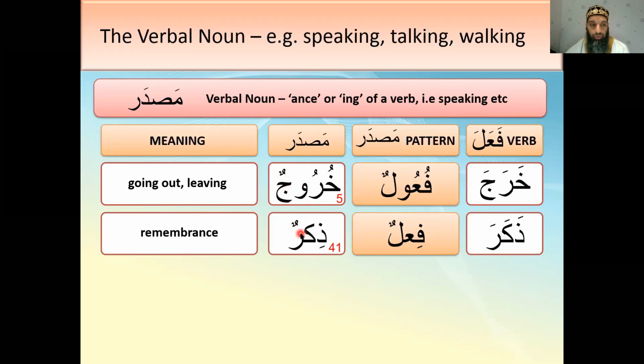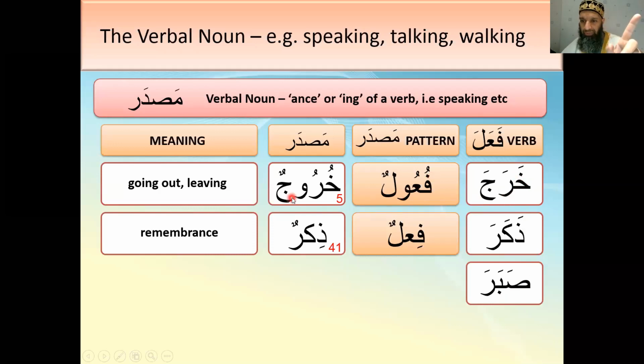So dhikrun is remembrance. So dhakara uses the fi'lun pattern to get the masdar, the verbal noun. Other ones do as well; these patterns will be used by others. I'm sure there's plenty of words that use these patterns, but kharaja uses khurujun, dhakara uses dhikrun. The way I would remember it is, don't remember fu'ulun, just remember kharaja becomes khurujun. That's the pattern for that one. Dhakara dhikrun, that's another pattern.